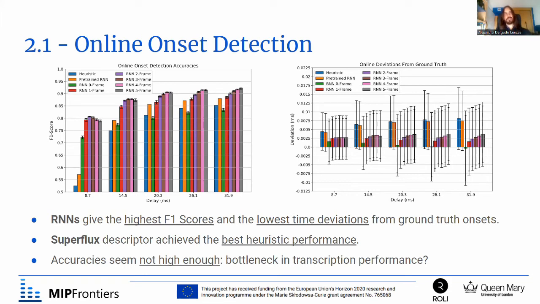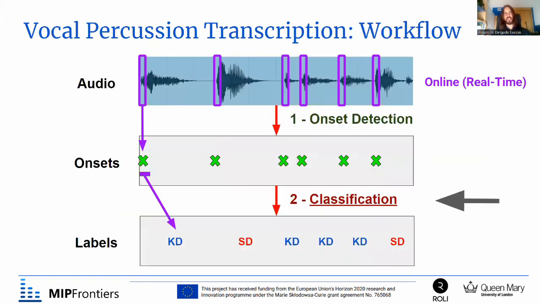And then the accuracies seem to be not high enough for this real-time onset detection, being usually around 90%. So there will be 10% of the onsets that will not be detected. So we wonder if this would constitute a bottleneck in transcription performance, which we will see next. Usually we see that a delay of 20 milliseconds is quite below our reference of 50 milliseconds, and we see that accuracies do not get that much better from this delay on. So we think it will be a nice delay to achieve onset detection.